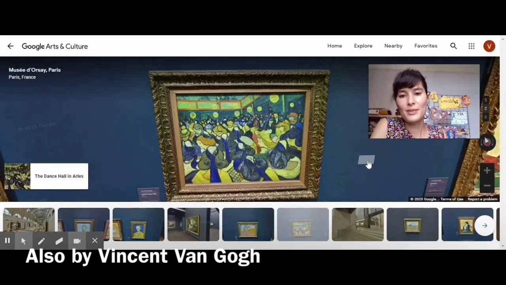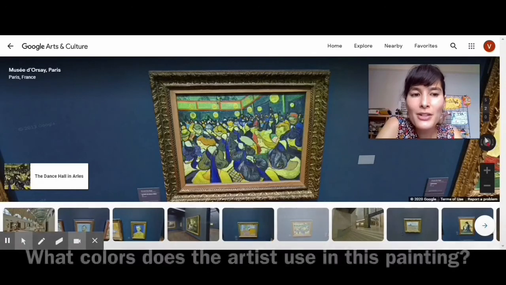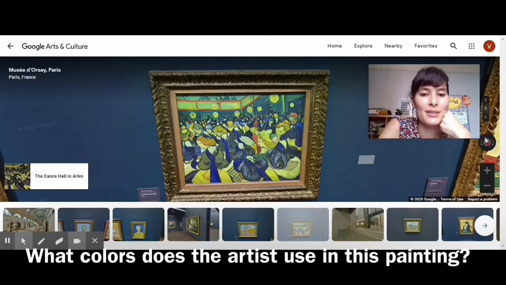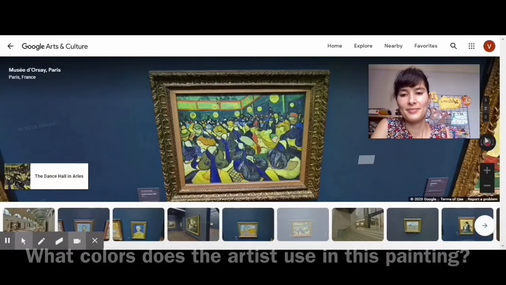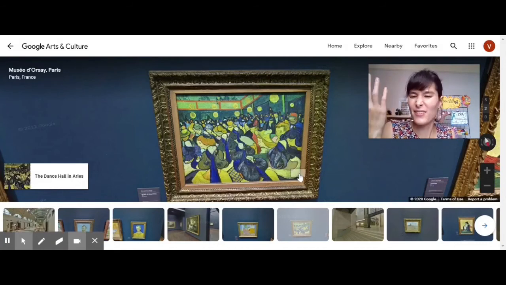All right, so this piece is called the Dance Hall in Arles. So what colors do you see in here? What colors do you think are mostly used in this painting? What 2 or 3 colors are most used in this painting? Those colors make you kind of have a certain opinion about this painting, maybe?